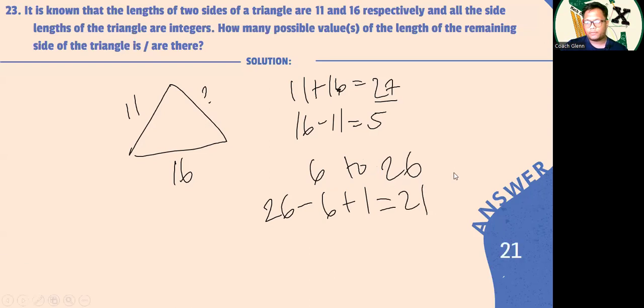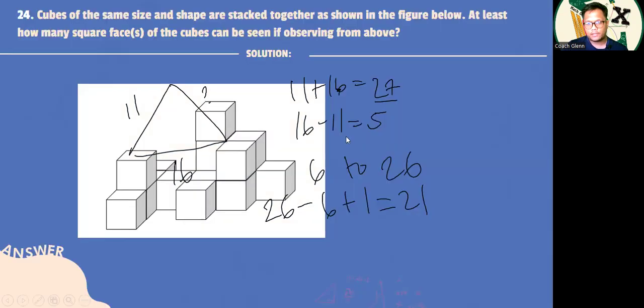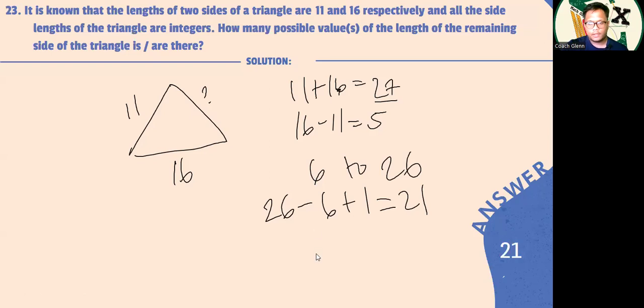Okay, let's check if we got it right. Yep. Again, all we need to do is add the two side lengths, which is 27. And then pick the number lower than that, which is 26. Next, subtract the two side lengths, which is 16 minus 11. So that's 5. And then pick the next number bigger than that. That's 6. So that's 6 to 26. Now to count how many numbers from 6 to 26, that's just last number minus first number plus 1. So the final answer should be 21.